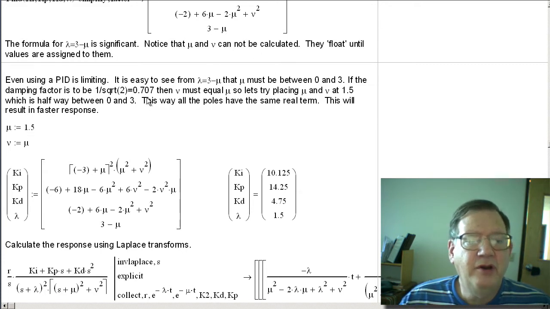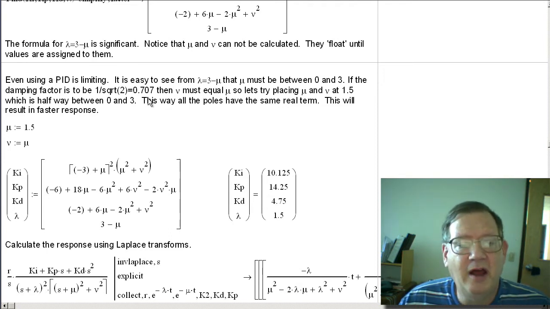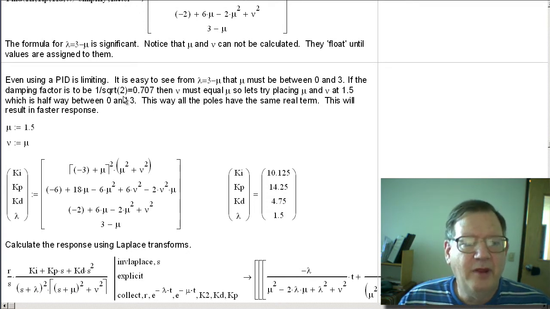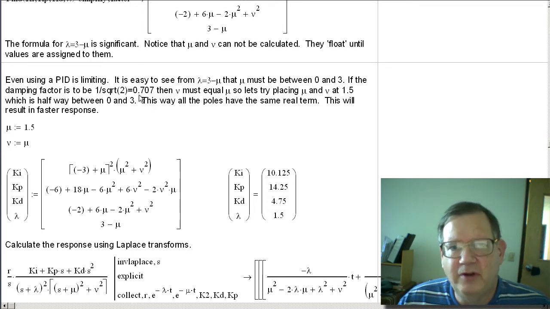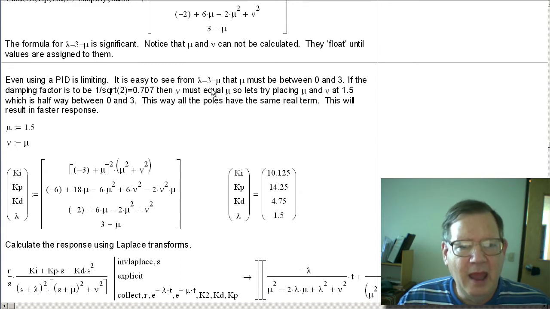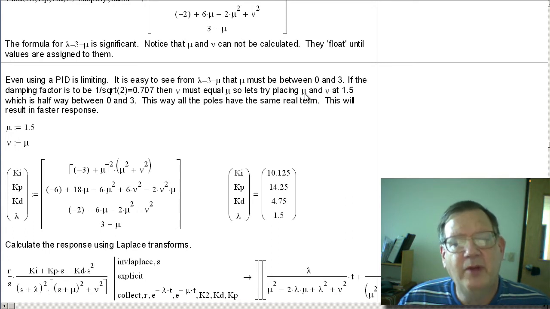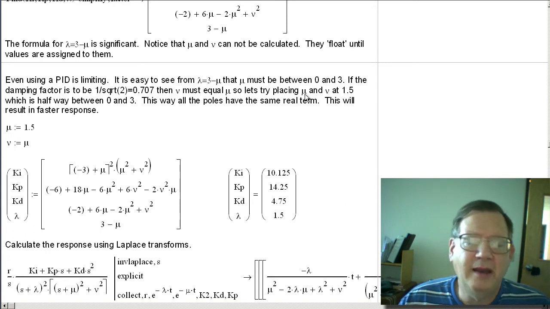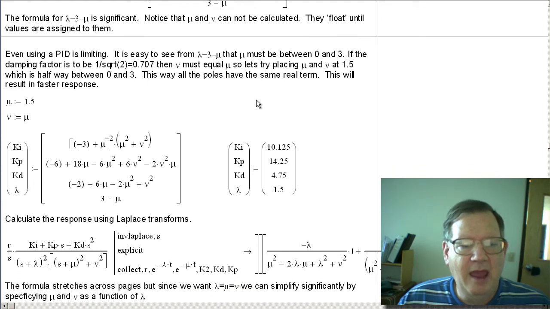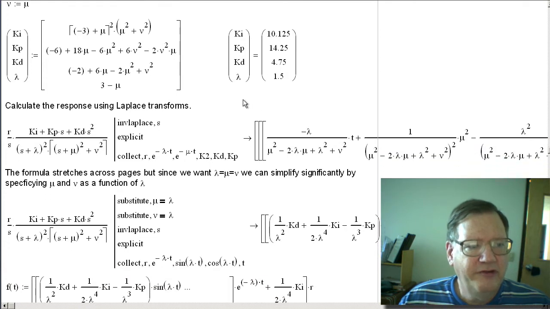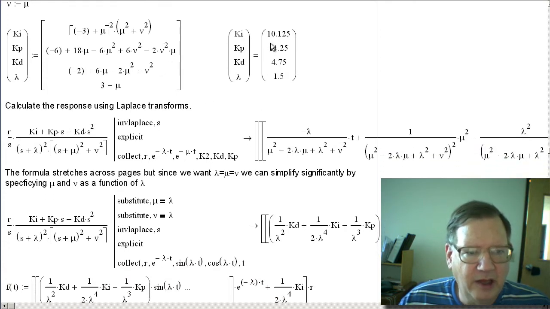Because mu and nu are the real parts and the imaginary parts of the complex pole, the damping factor will be 0.707. And lambda and mu will both be at 1.5, so the poles will be at -1.5. And that should optimize the response. So here are the calculations.